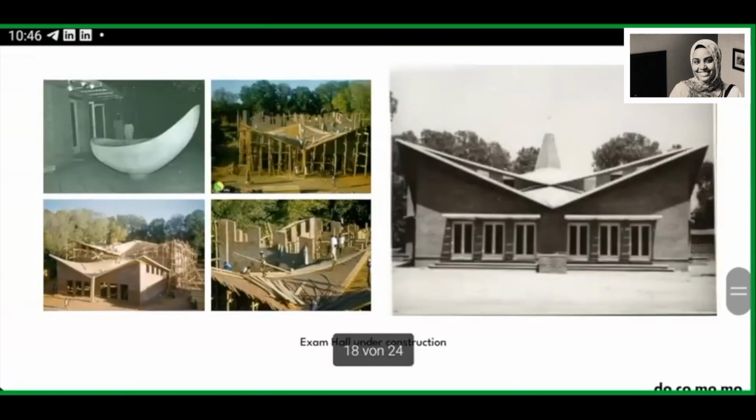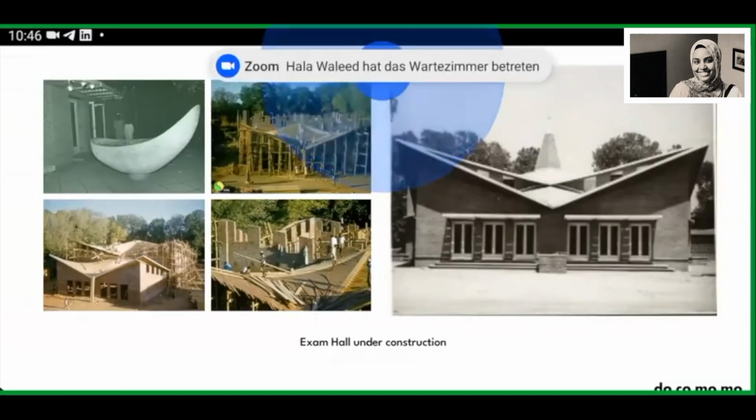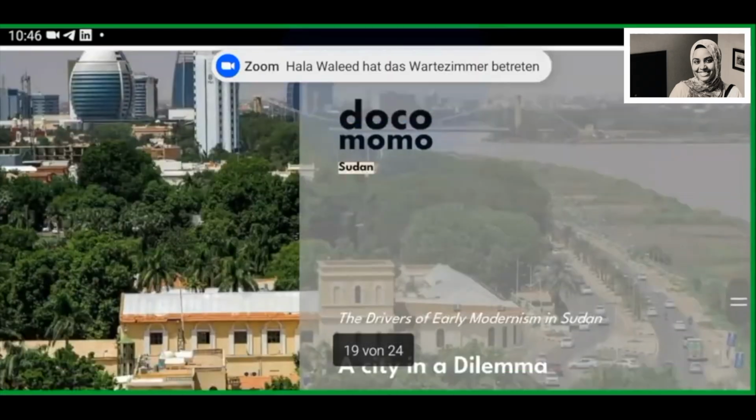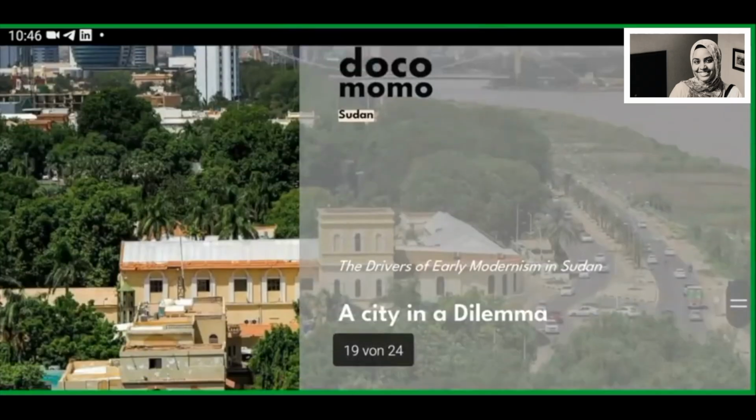Since we cannot fit all of the buildings that were designed in that era here, we can wrap this up and talk about the current scene of architecture here in Sudan. Actually, things only got worse from there. The name of this chapter is A City in a Dilemma.